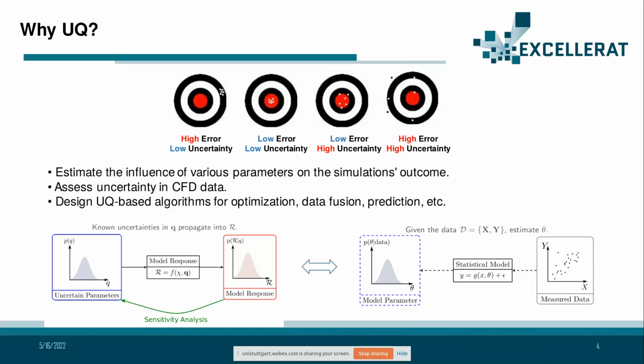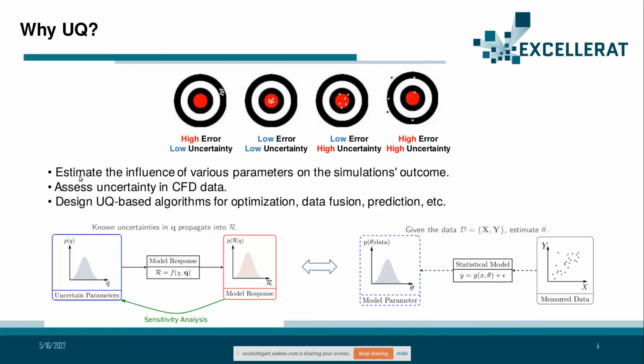First of all, we would like to estimate the influence of various parameters on the simulation's outcome. If we have turbulence or flow simulations, no matter how large they are, we should be sure about the robustness of their results. We should make sure that they are not going to change a lot with different computational numerical parameters, so we should understand the influence of such parameters. Also, if we have CFD data gained from simulations of different fidelities, we should be able to assess the uncertainty in the data. Aside from this, there are UQ-based algorithms for optimization, data fusion, prediction, and so on.